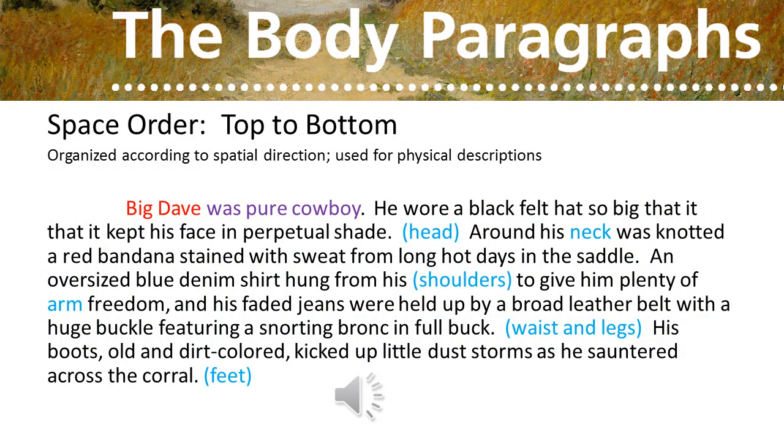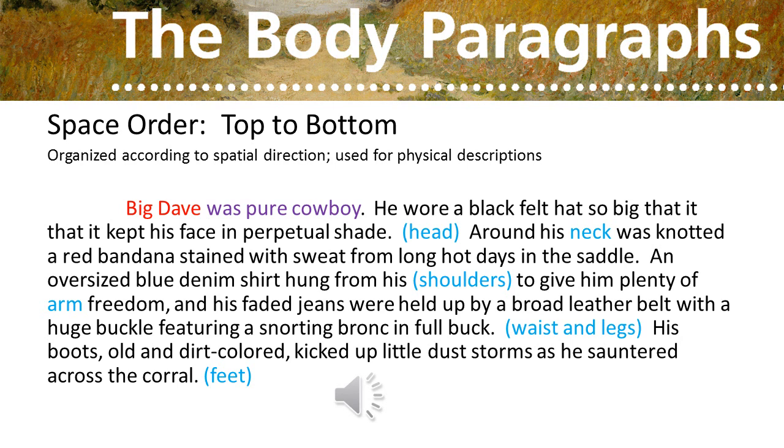The next type of order that we'll deal with is space order, or spatial order, which is organized according to spatial direction and is used for physical descriptions. So we have an example here. In this case, there are not really uses of transitional expressions. Rather, the way in which the details of the description of Big Dave, which is our subject, are presented clearly indicate the order, so that transitional expressions are not necessarily needed in this situation.